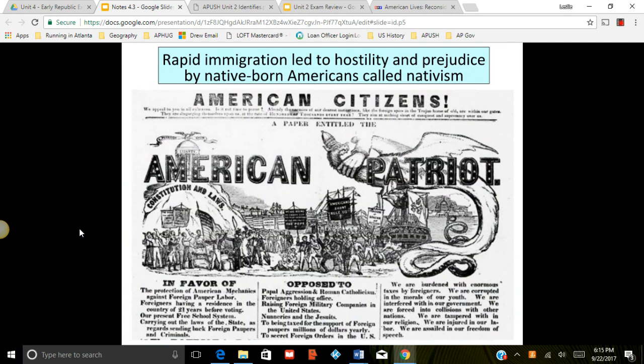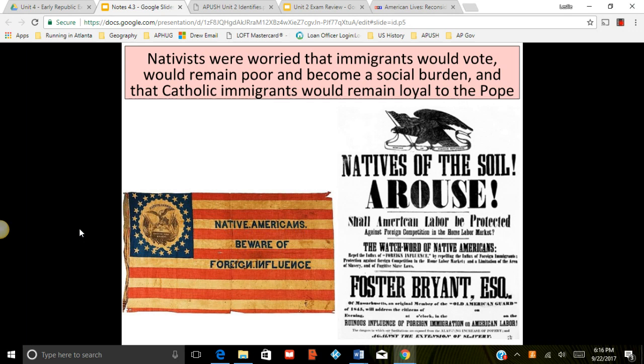And the rapid immigration led to hostility and prejudice on the part of native-born Americans, and this hostility and prejudice starts a movement called nativism. So when you see examples of people saying things like "America for Americans" or wanting to ban immigration, then that would be considered a nativist belief. Nativists were worried that immigrants would vote, that they would remain poor and become a social burden, and that Catholic immigrants in particular would remain loyal to the Pope.